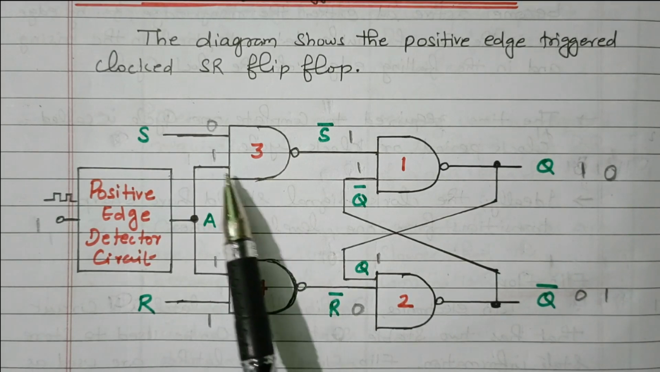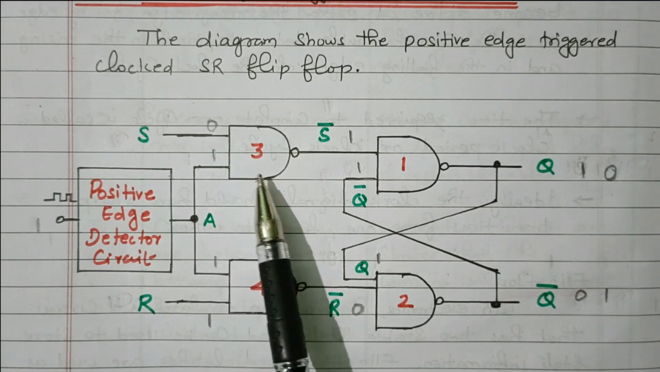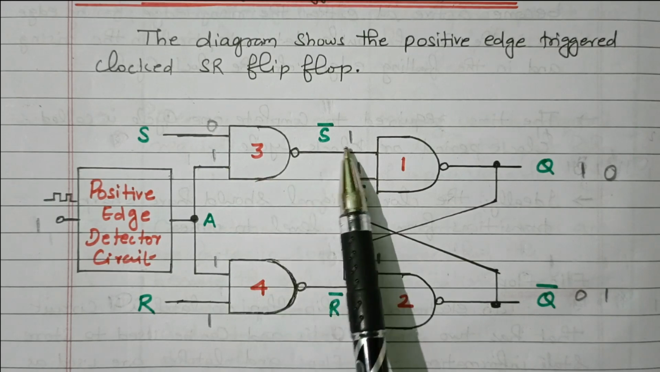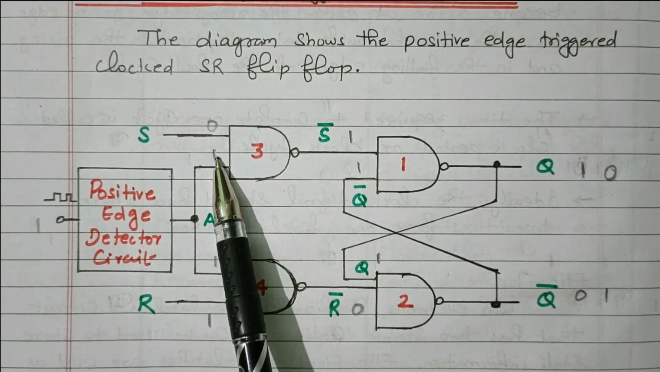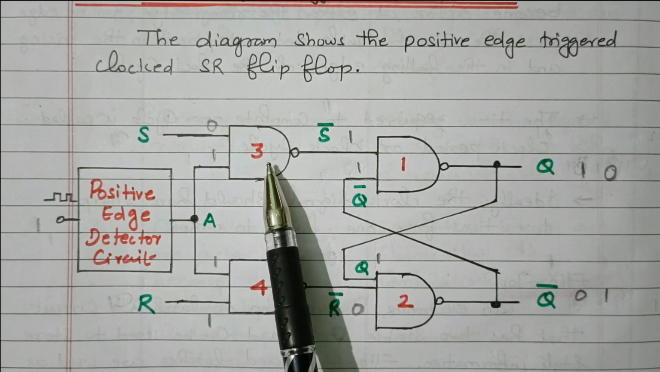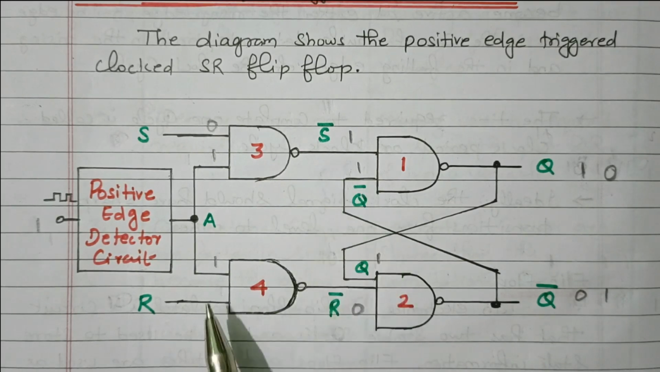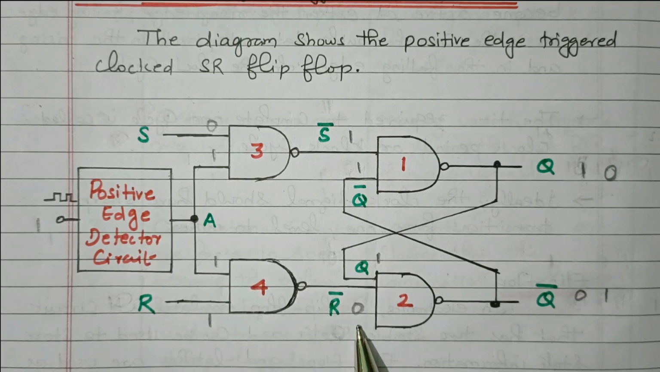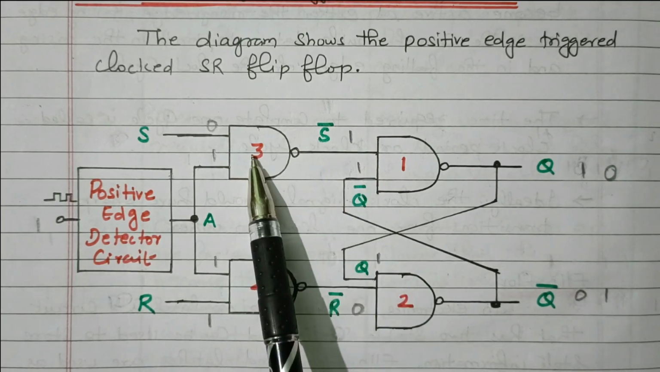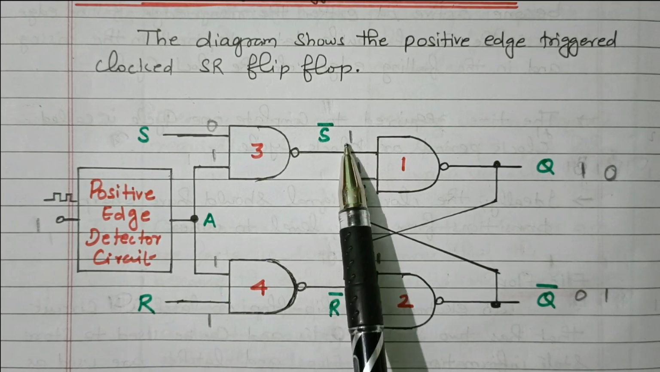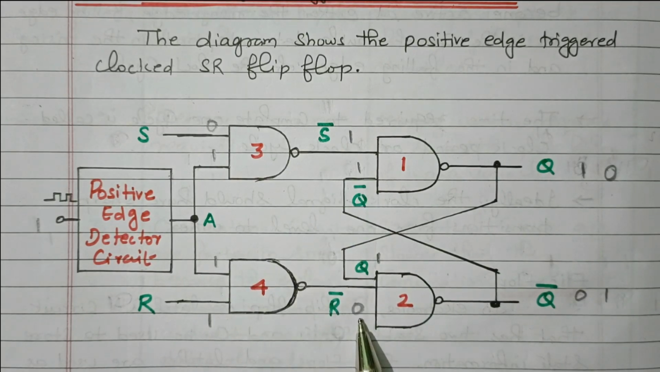Now we'll check this, 0 and 1. What is the NAND gate output? 0 and 1 means 0, because of the NAND gate it becomes 1. 0 into 1 is 0 in an AND gate; in a NAND gate it is complemented. This is 1, 1 into 1 is 1, but due to the NAND gate it becomes 0, right? So the output of this third NAND gate is 1 and the fourth NAND gate is 0.